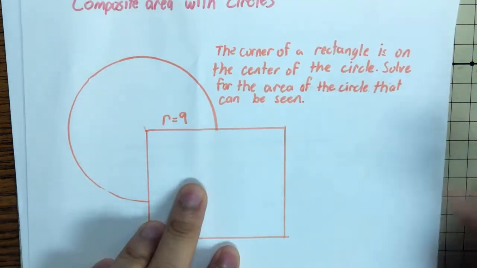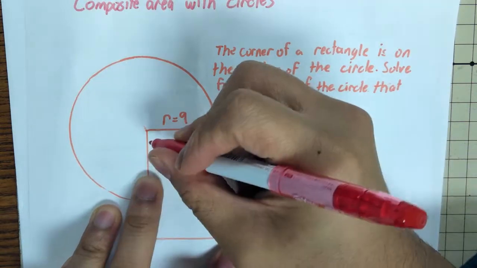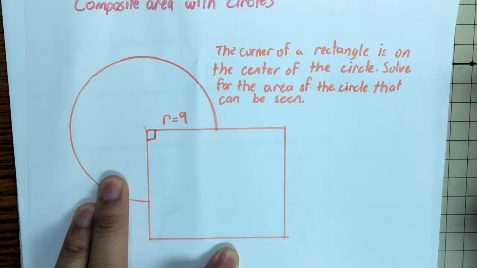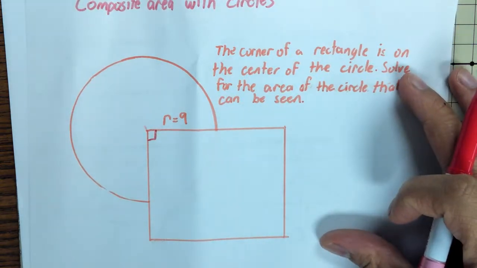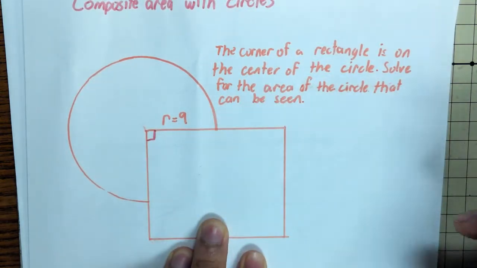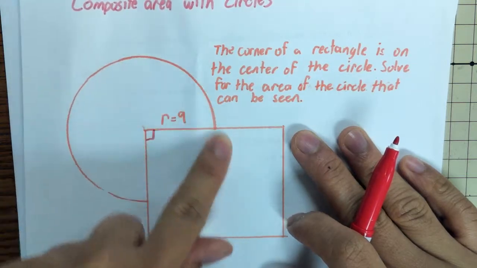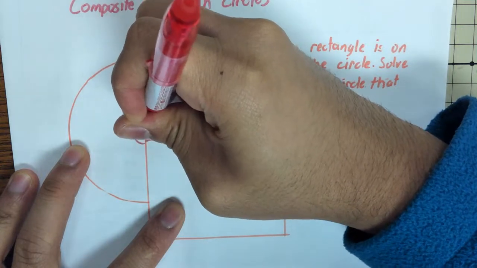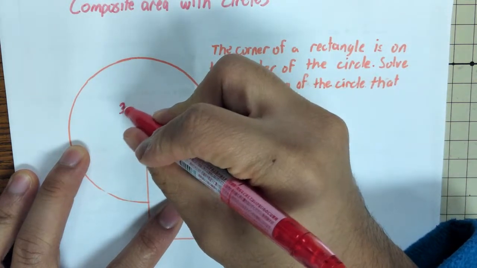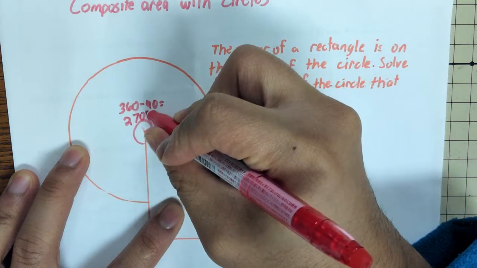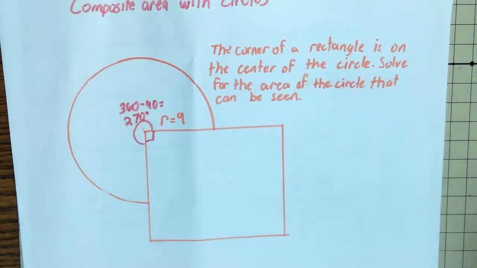So the way you approach this problem, because this is a rectangle, that tells you this is a right angle from rectangles, which means what you're covering here is a 90-degree angle. So what we see on this side is this angle right here is 360 minus 90 equals 270 degrees. We see 270 degrees of that circle.